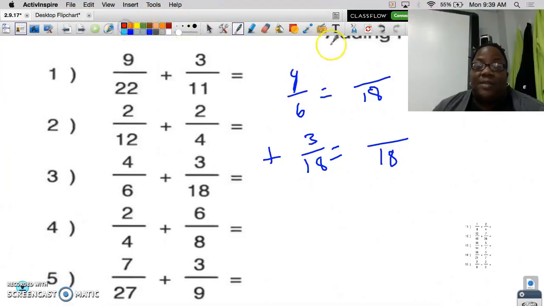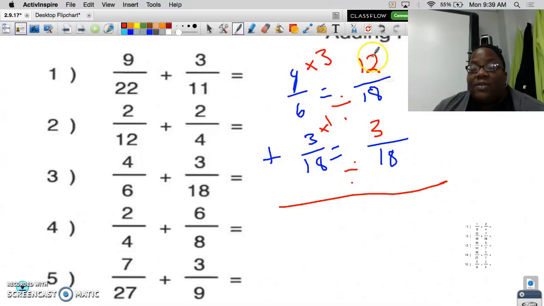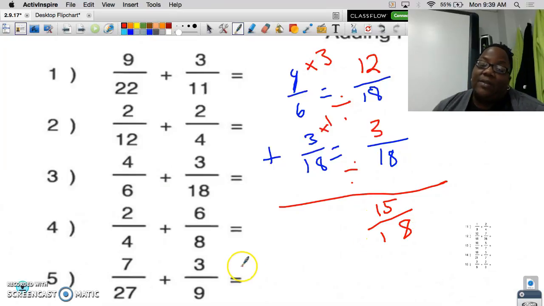Now remember, the next step is to divide and multiply. Divide the denominators. 6 will go to 18. How many times? That should be 3. Take that answer, multiply it with the numerator. 4 times 3, that's 12. Again, divide. 18 will go to 18. How many times? That's 1. And multiply with the numerator. 3 times 1, that's 3. Now we just add the new numerators. 12 plus 3, that's 15. Then keep the same denominator, 18.